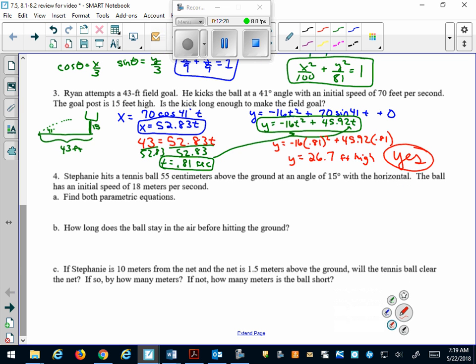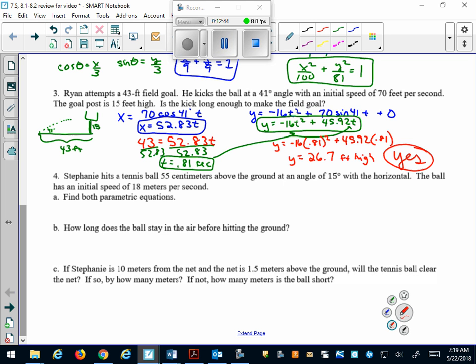All right, Stephanie hits a tennis ball. You'll notice a lot of familiar names in this and on the test. Stephanie hits a tennis ball 55 centimeters above the ground at an angle of 15 degrees with the horizontal. The ball has an initial speed of 15 meters per second. Write the parametric equations first.